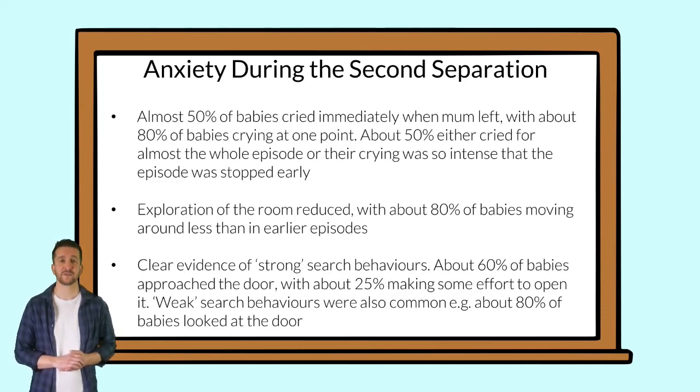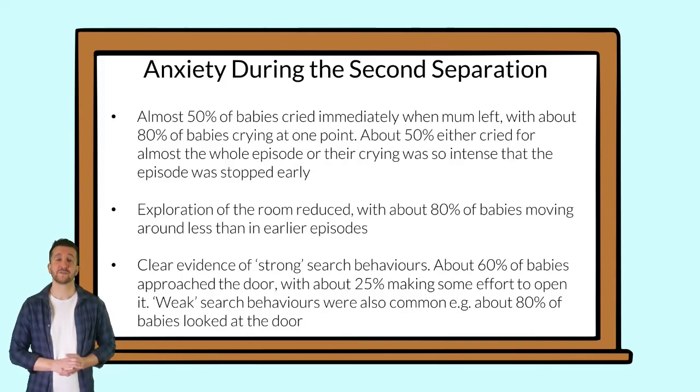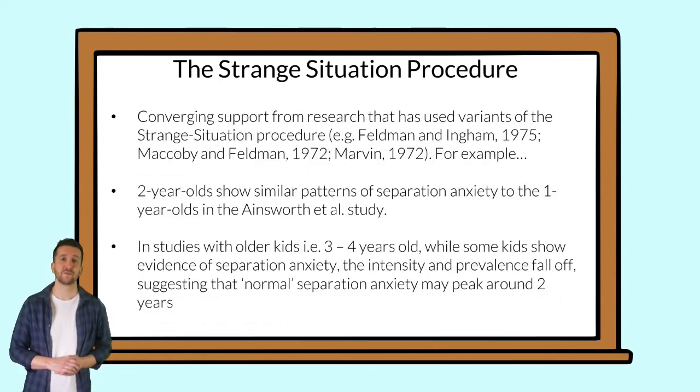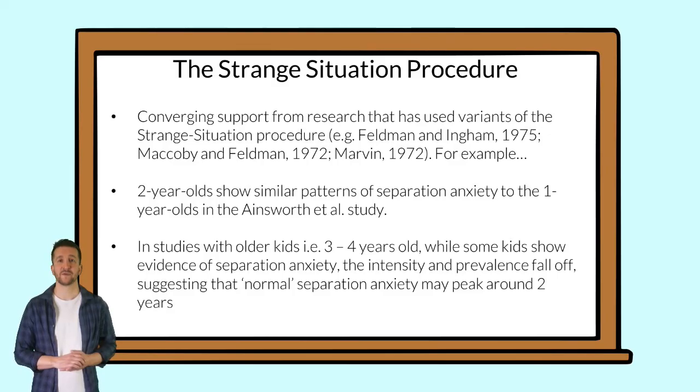So taken together, the results of this study provide evidence for the idea that separation anxiety is a normal part of early development, in that most infants displayed behavioural signs of anxiety when separated from their mum. Converging support for these results can be found in research that's used variants of the strange situation procedure. And in terms of the trajectory of separation anxiety across development, 2-year-olds show similar patterns of separation anxiety to the 1-year-olds in the Ainsworth study.